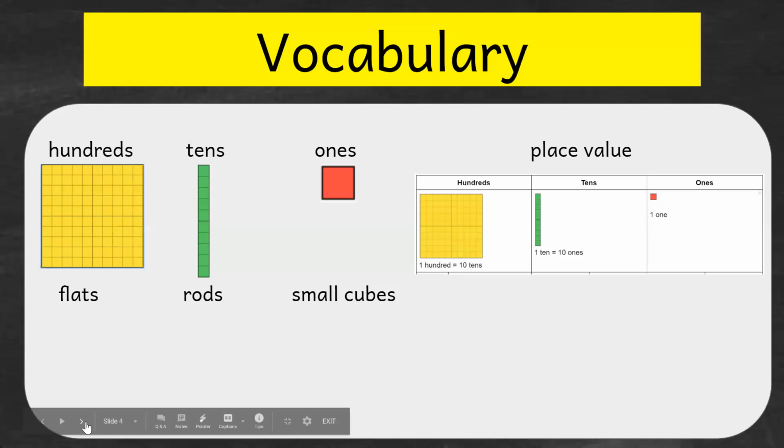All right, so looking at our vocabulary, I'm gonna give you guys a second. We have hundreds. And when we have our little hundreds, we also call it flats, right? Because we're gonna be manipulating our little tools today. So we'll be manipulating our flats. So here's our hundreds. We have our tens, which we can also call our rod. We have our ones, okay? And our ones, we call our little small cubes.